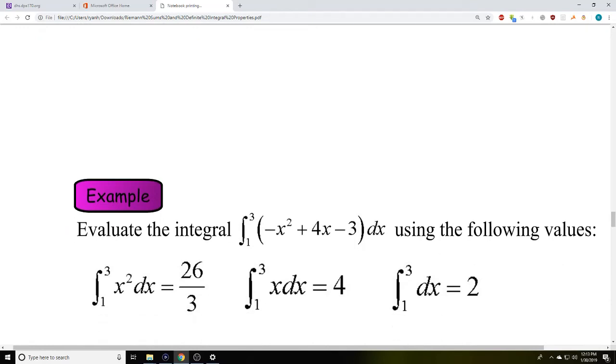All right, so we're going to use these properties in this example here, using the following values. So we've got these three different integrals. Now, first of all, there are some of these that you should be able to know without any calculus. For example, the integral from 1 to 3 of dx. All right, what is this function? Well, what can we multiply by dx to have it be the same value? Well, 1. So really, this function is just y equals 1.